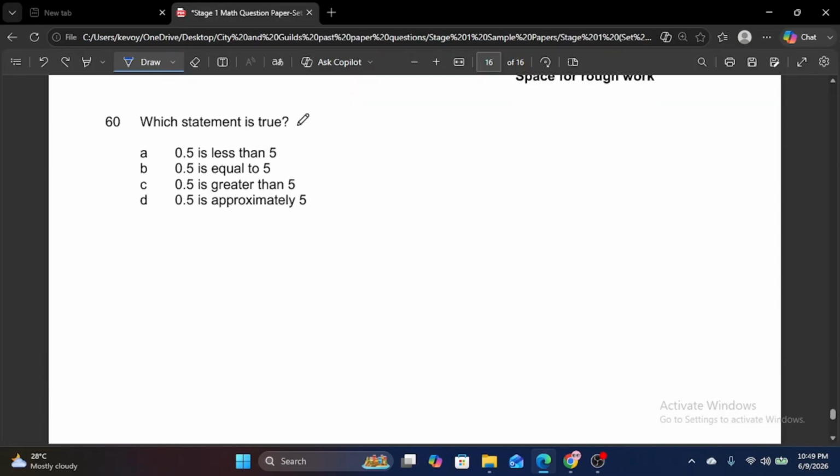Which statement is true? 0.5 is less than 5. That's just straightforward right there. That's 0.5. 5 is a whole number, so that's the answer right there. So that statement right there is true.